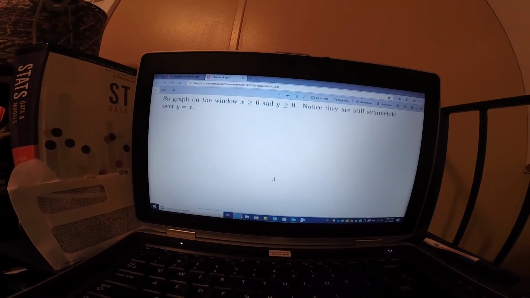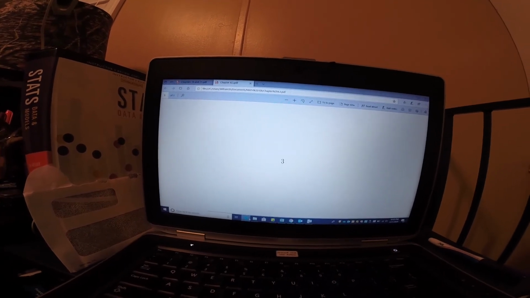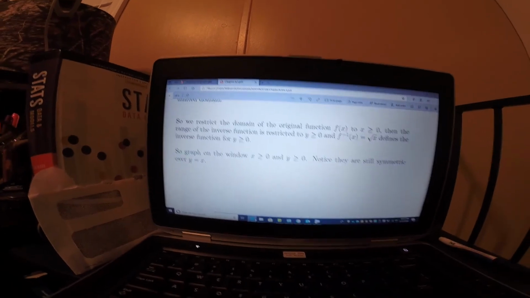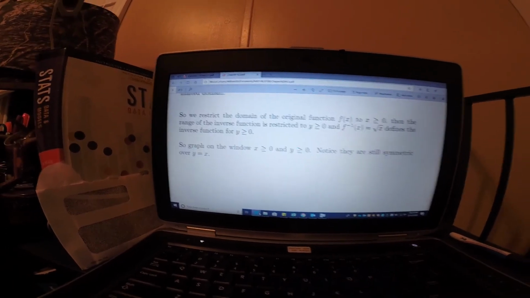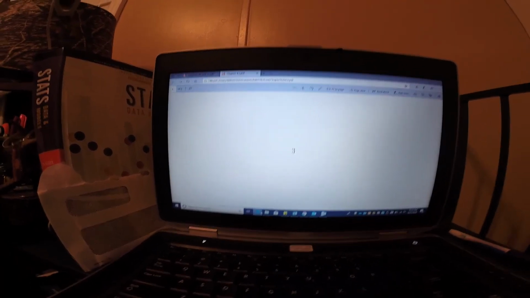So we graph on the window, which we did, and we notice that everything's nice and symmetric. Even if you don't like how I said it, you've got the wording right in there for your notes that'll hopefully help you. So that concludes chapter 4.3. You need to go in and do your MyMathLab homework. If you do your MyMathLab homework, you should be up to par.